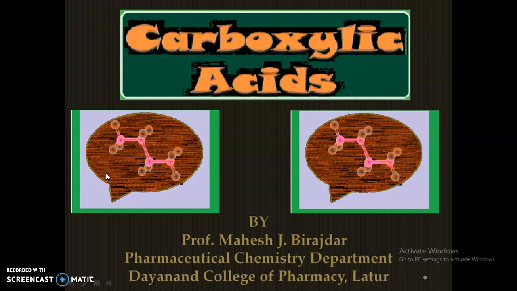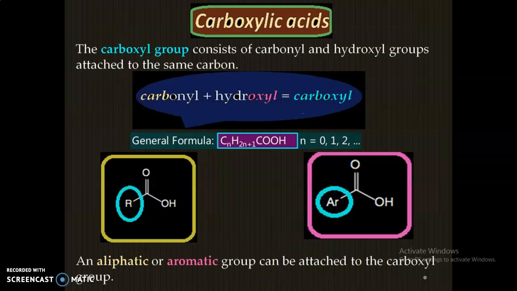Today I am going to present the carboxylic acid topic. Let us see the definition of carboxylic acid. The carboxyl group consists of carbonyl and hydroxyl groups attached to the same carbon. That is, the word carboxyl is formed by the combination of these two words, carbonyl and hydroxyl. In carbonyl, CARB, that is carb from carbonyl, and hydroxyl, OXYL from hydroxyl. By the combination of these two words, the carboxyl group is formed.